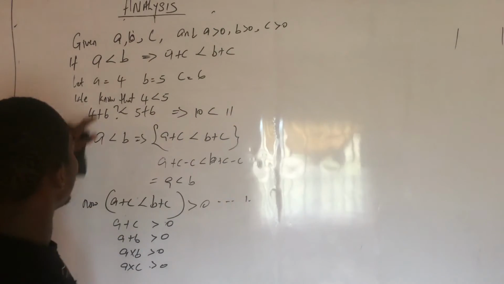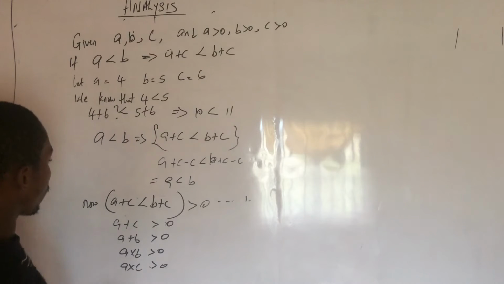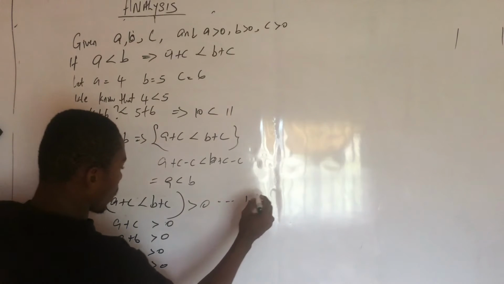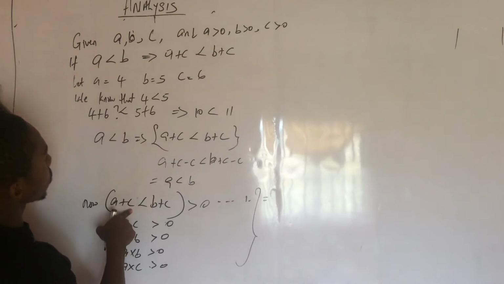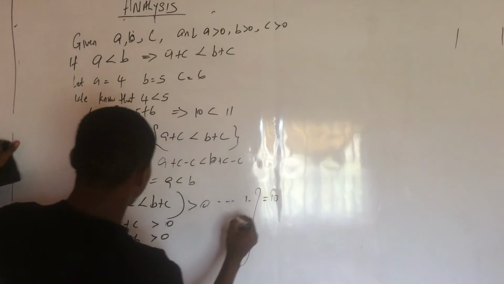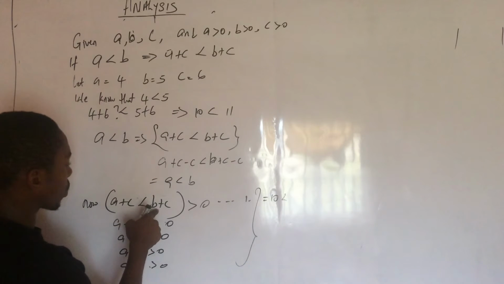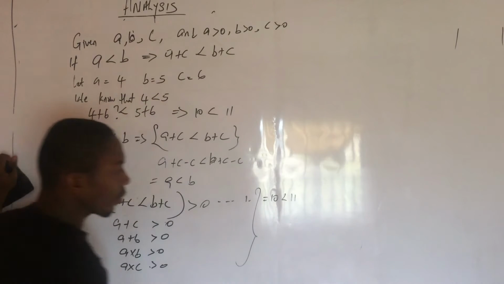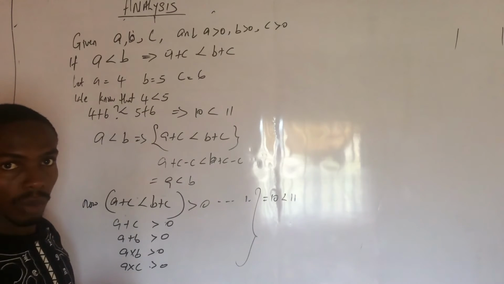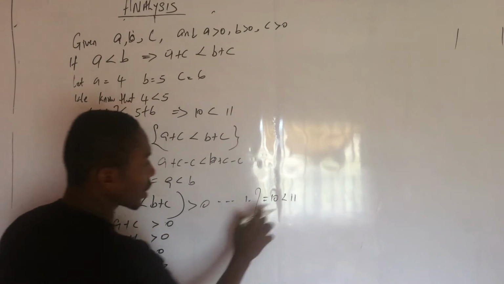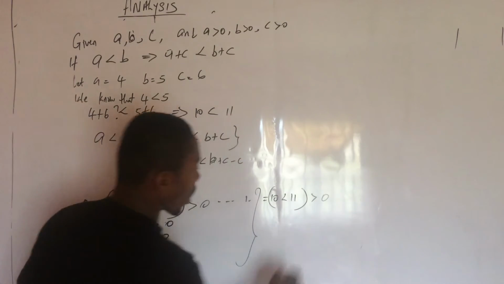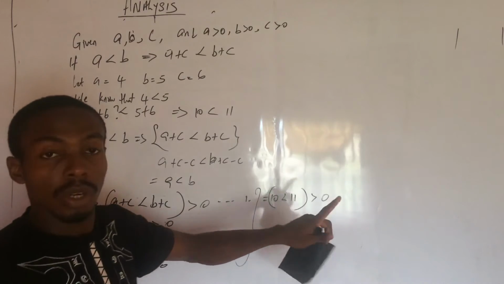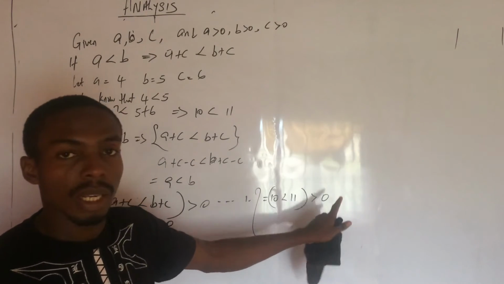Let's use numerical values. A is 4. Now this is going to be equal to 4 plus 6 is 10. 10 is less than 11. And these two numbers here are also greater than 0. Even if you subtract 10 from 11, we get 1, and 1 is greater than 0.